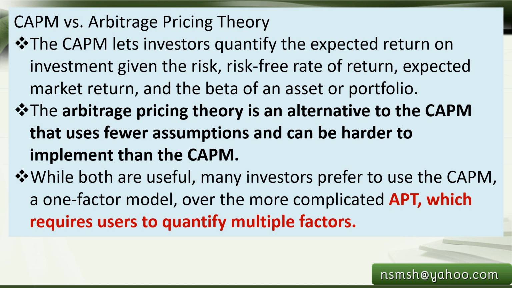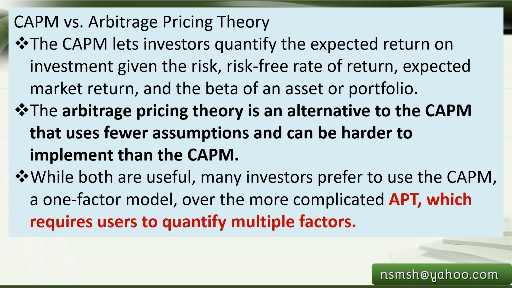Capital asset pricing model versus arbitrage pricing theory, which is called APT. For calculating CAPM, it is easy: we get the market risk-free rate of return, the market expected rate of return, and the beta value, so that you can calculate the CAPM. Whereas the arbitrage pricing theory is an alternative to the CAPM that uses fewer assumptions and can be harder to implement than the CAPM.